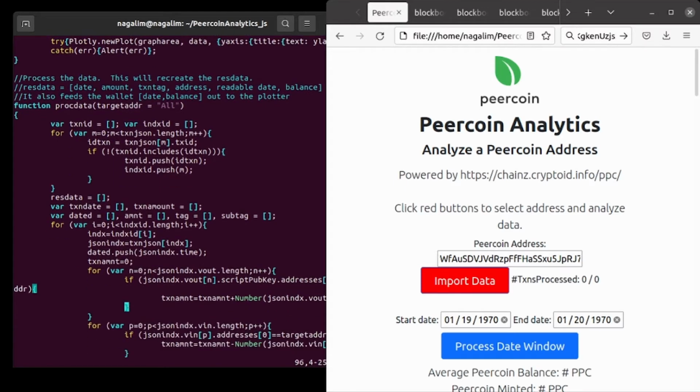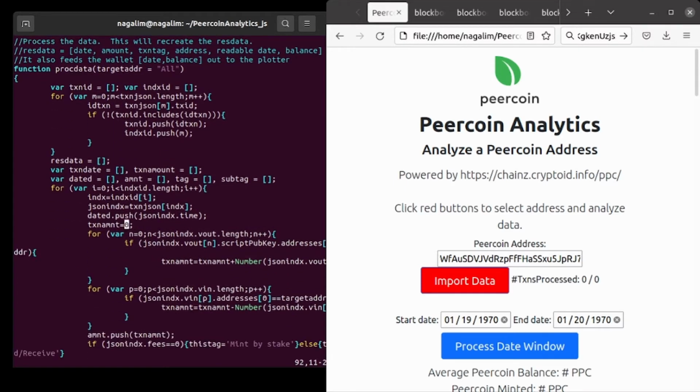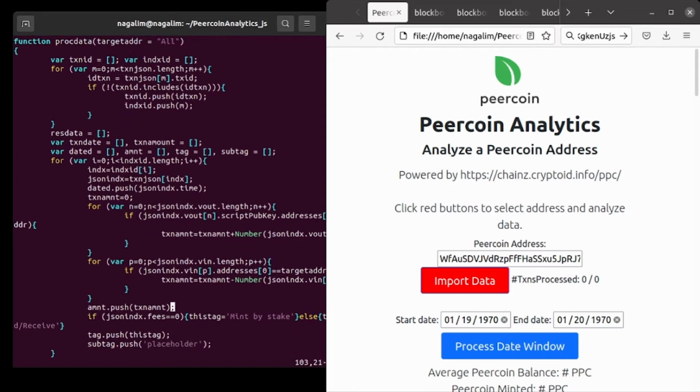So then we start pushing amounts. We push the date. Now we're going to start forming our result data, and so we're going to push a date. Then we're going to try to figure out this amount. Basically, we're going to take apart the entire transaction. So we've got the JSON for the transaction, and we're going to count up the outputs and subtract off the inputs and push that as an amount.